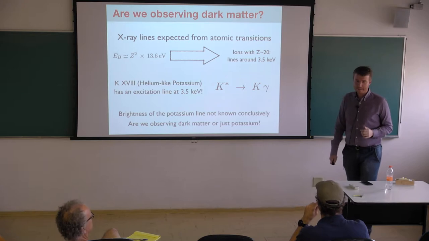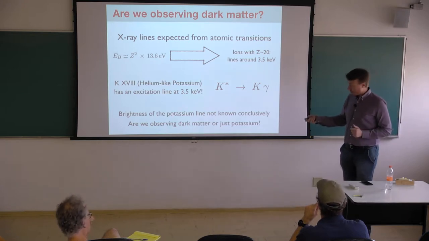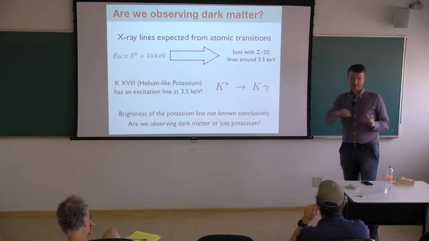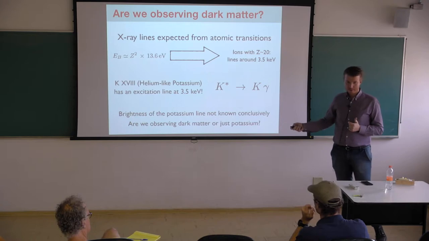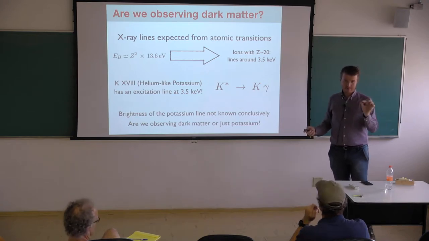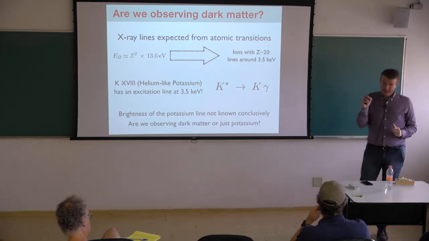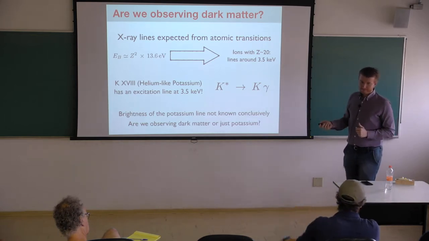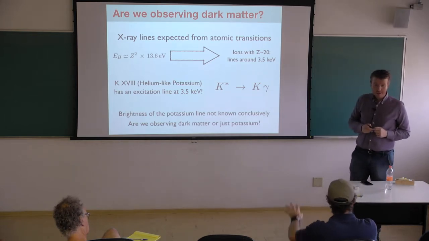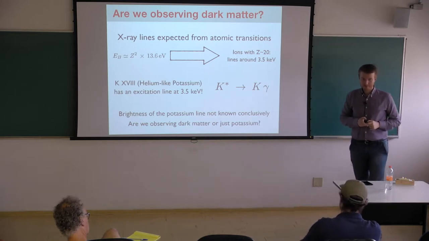people try, and also you need to know the temperature very well, and you measure this temperature from synchrotron radiation emission spectra, but again the brightness has a very steep dependence on the temperature. I mean, you can try to do this, but it's still not crazy that it could be potassium. Say it again? It's not crazy that it could be. It's not crazy at all, and it probably is.